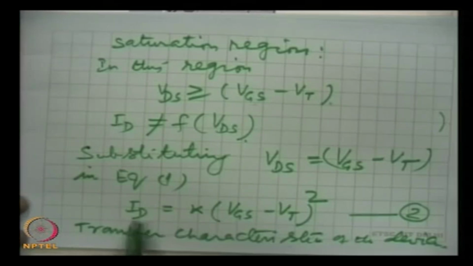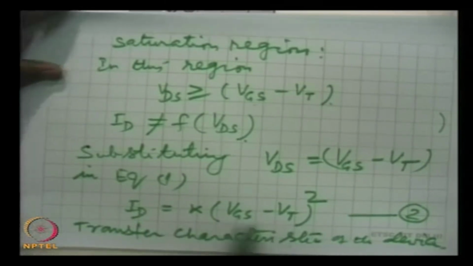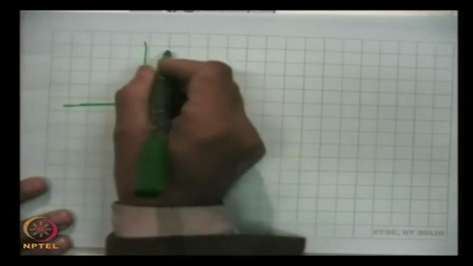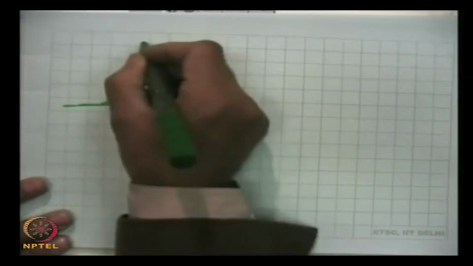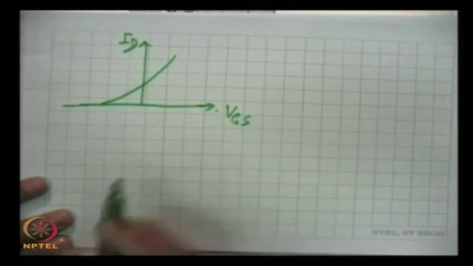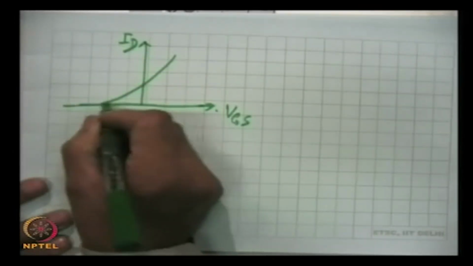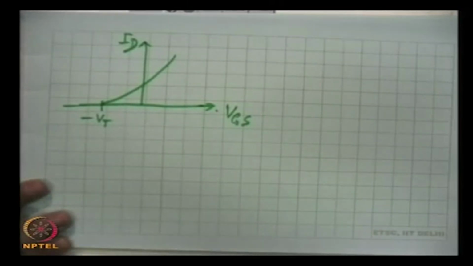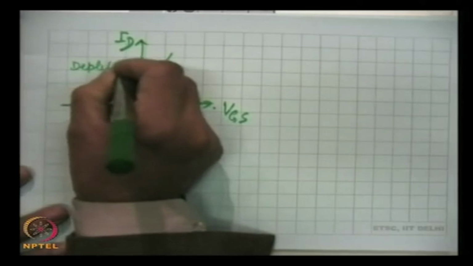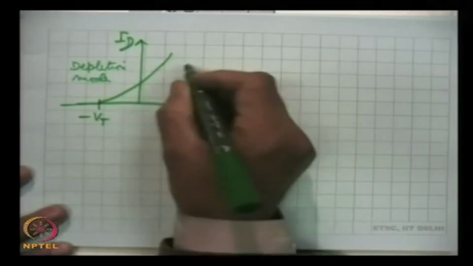We can plot ID from this equation, which is the equation of a parabola, so we get parabolic transfer characteristics for the device by taking different values of VGS and ID. In the curve which we get, this is ID and this is VGS, the gate source voltage. This is the current, and this is the threshold voltage which puts ID equal to 0, and this is for the depletion mode, and this part is for enhancement mode.